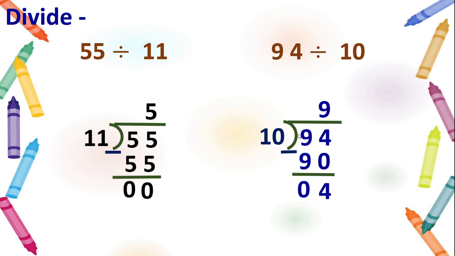Yes, dear children. Here what is 9? Quotient. Nice. What is 94? Dividend. What is this 4? Remainder. Very good. And what is this 10? This is the divisor. Correct? Okay.